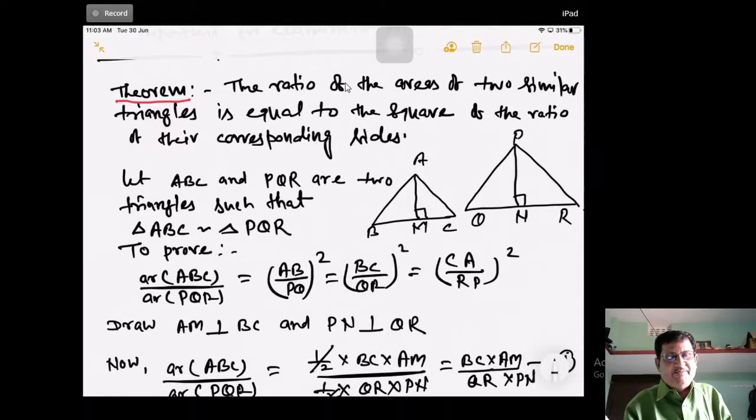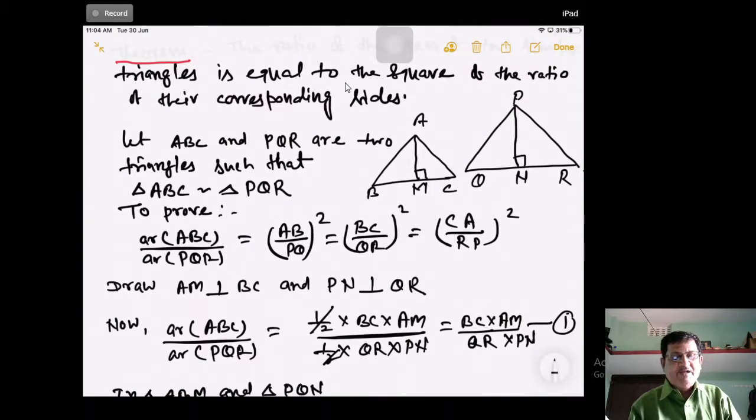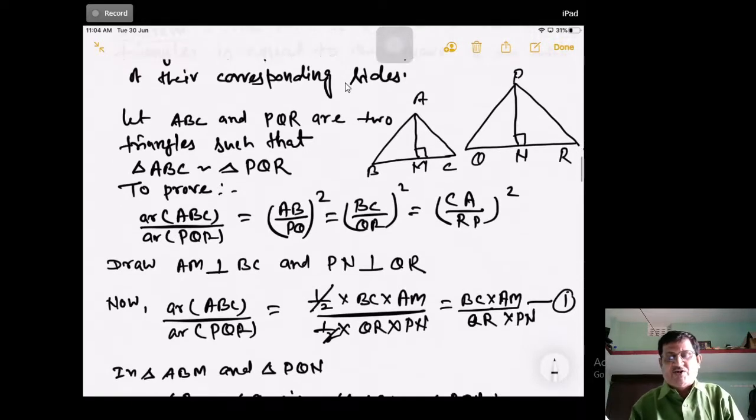Suppose ABC and PQR are two triangles such that triangle ABC is similar to triangle PQR. To prove: area of triangle ABC upon area of triangle PQR is equal to (AB by PQ) square, which equals (BC by QR) square and (CA by RP) square. Now in these triangles you have to draw AM perpendicular on BC and PN perpendicular on QR.